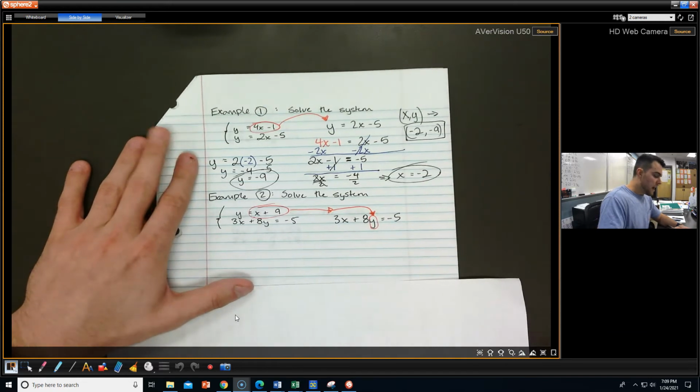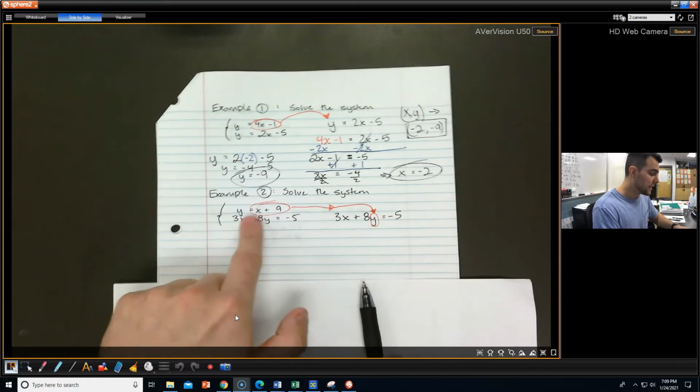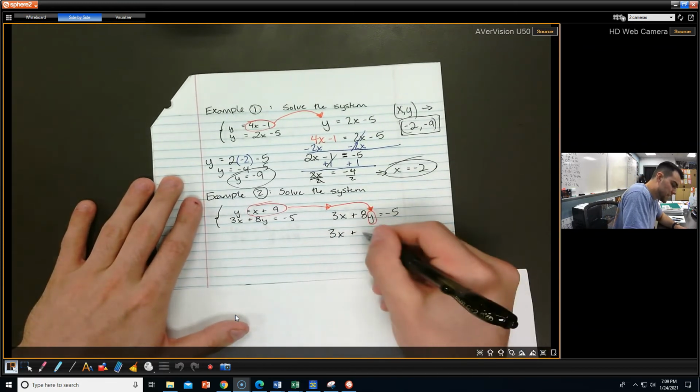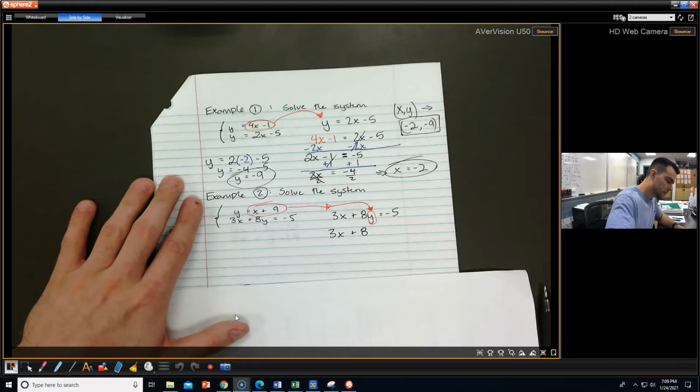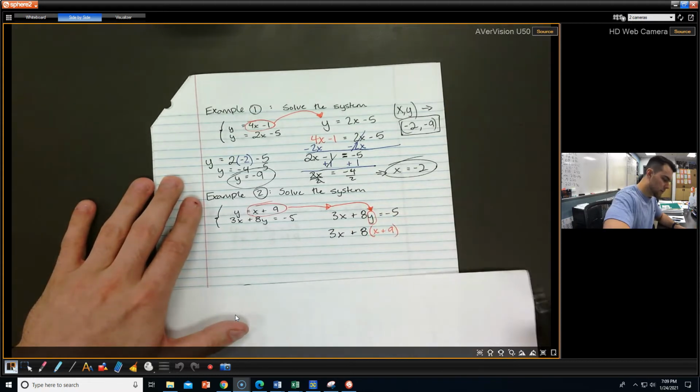So now I'm substituting that entire thing in for y. So I have to keep it in parentheses. I have to treat it like it's one y, like it's one quantity, right? So this will become 3x plus 8 times x plus 9, and that's going to equal negative 5.